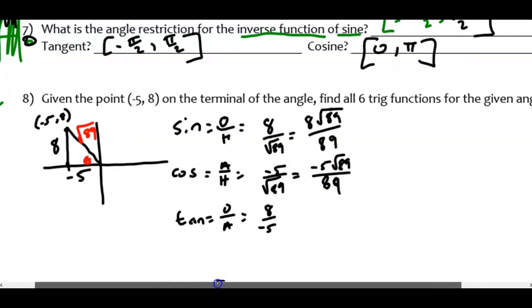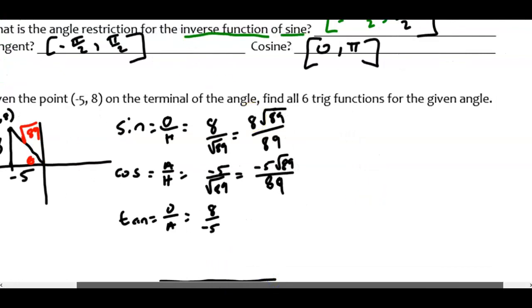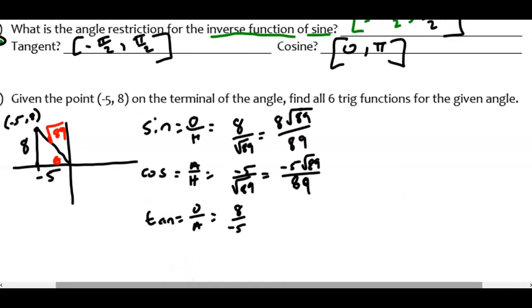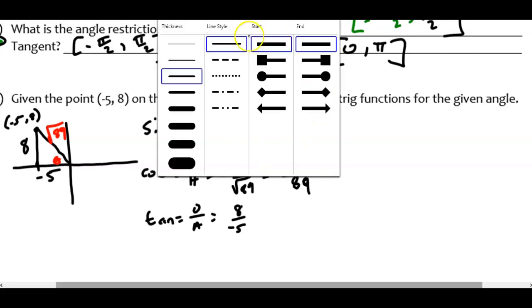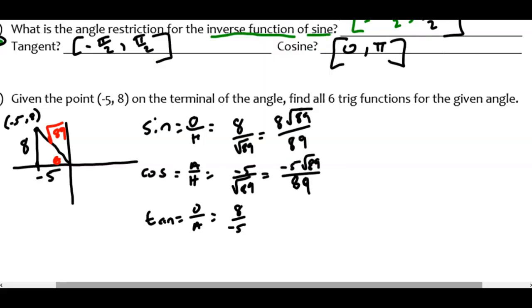Now, still using the same triangle, we're going to find the other trig identities. Or you could look at your originals right here and just find the inverse. So cosecant is hypotenuse over opposite. I'm just going to flip this original to have square root of 89 over 8.